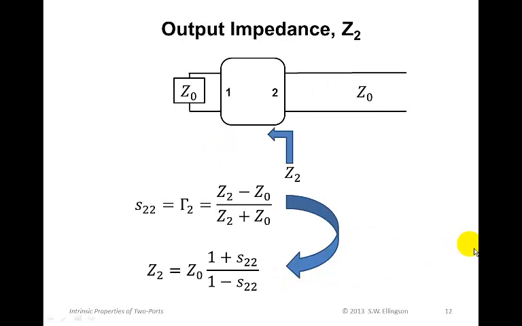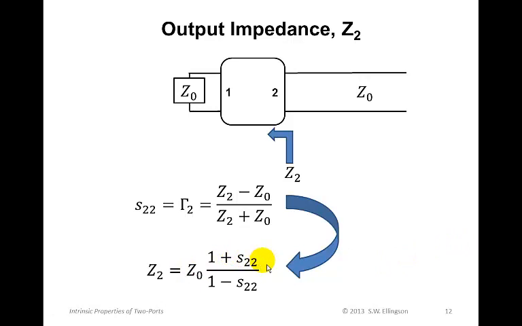And as you might expect, we can do the same thing for the other port, port 2. The output impedance, Z2, is the impedance looking into the properly terminated 2-port from the port 2 side. Not surprisingly, we obtain a similar expression for Z2 in terms of the reference impedance and S22.